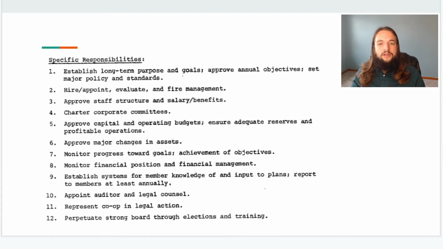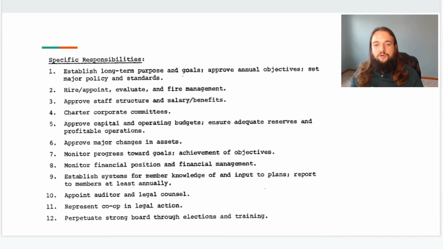approving capital and operating budgets, ensuring adequate reserves and profitable operations, approving major changes in assets, so acquisitions or liquidations, purchasing, sales, monitoring progress towards goals and achievement of objectives, which is basically project management, monitoring financial position and financial management, which includes making sure that the GM and treasurer are accurately keeping records and regularly reviewing the quality of that process.